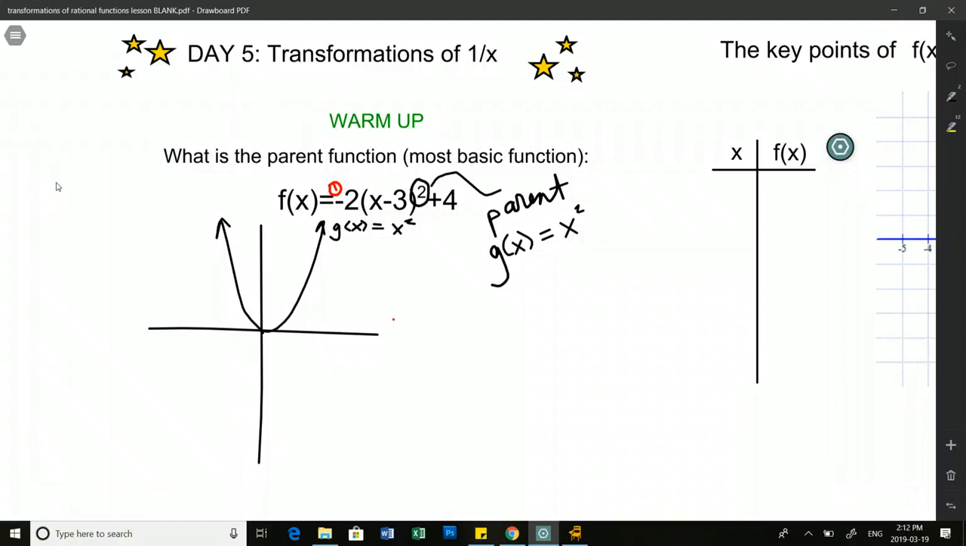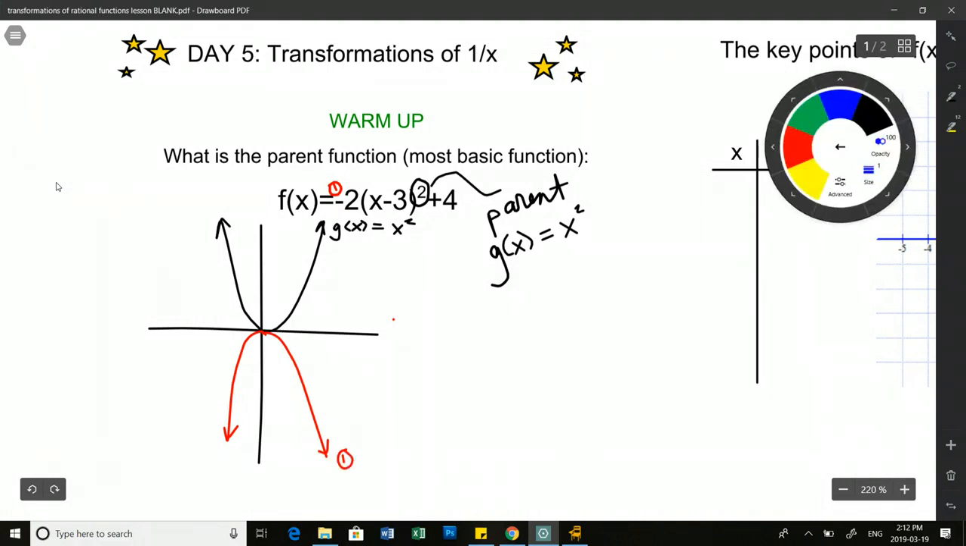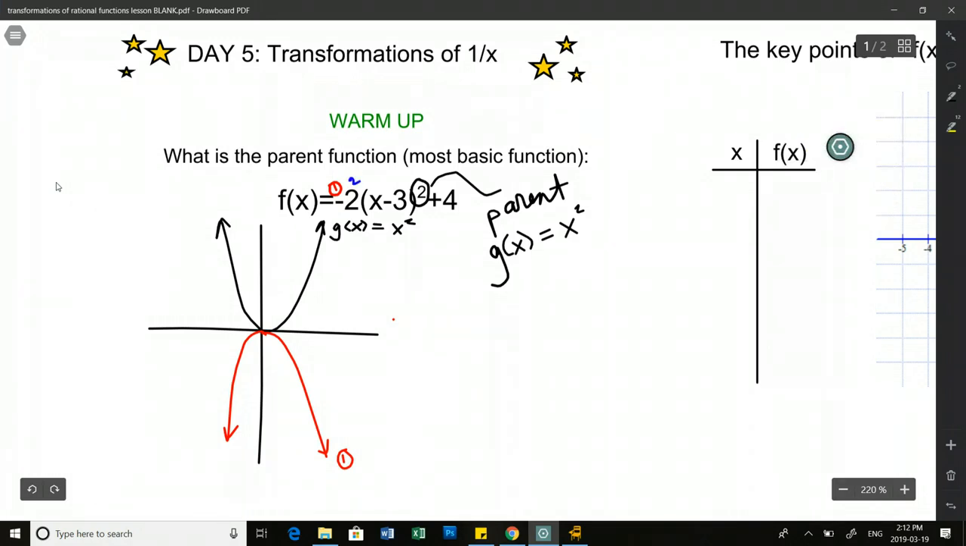Does anyone remember what that would do? Elise? Horizontal or vertical? Yeah, okay, so this is like an a value out front here. So that's a vertical reflection, so we're just taking it and flipping it. So I'm going to label that number 1. The 2 part of this does something else. What would an a value of 2 do to my graph?